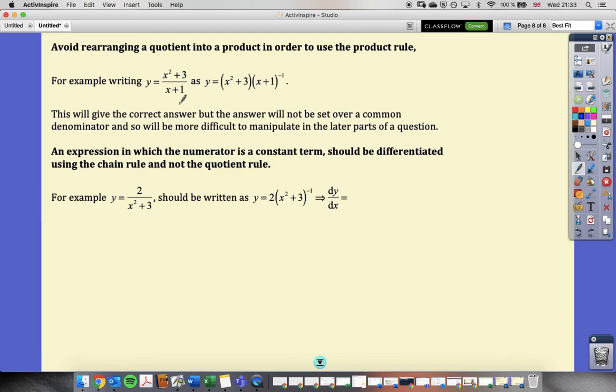So if you have a quotient with two functions, try and avoid rearranging for the product rule. If you have a quotient where there's only one function and the numerator's a constant, go for the chain rule.